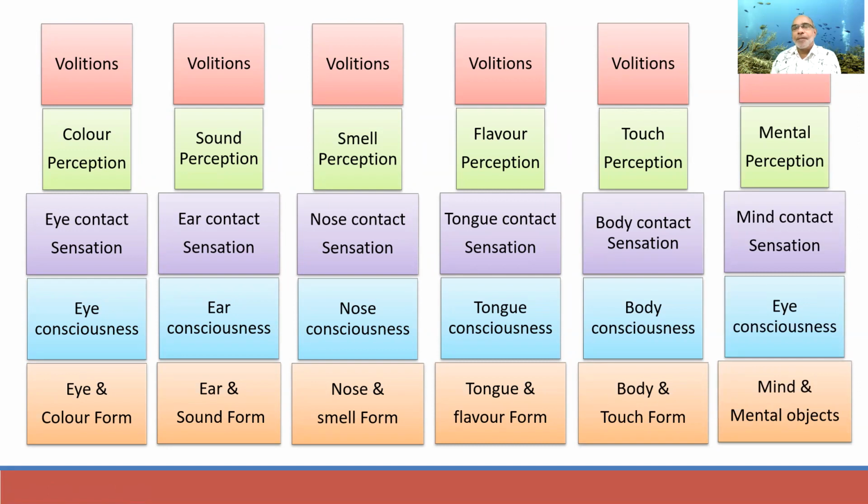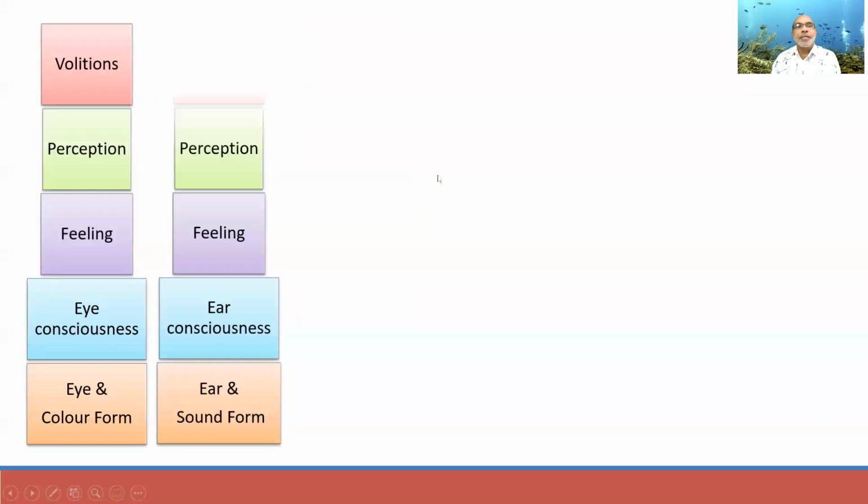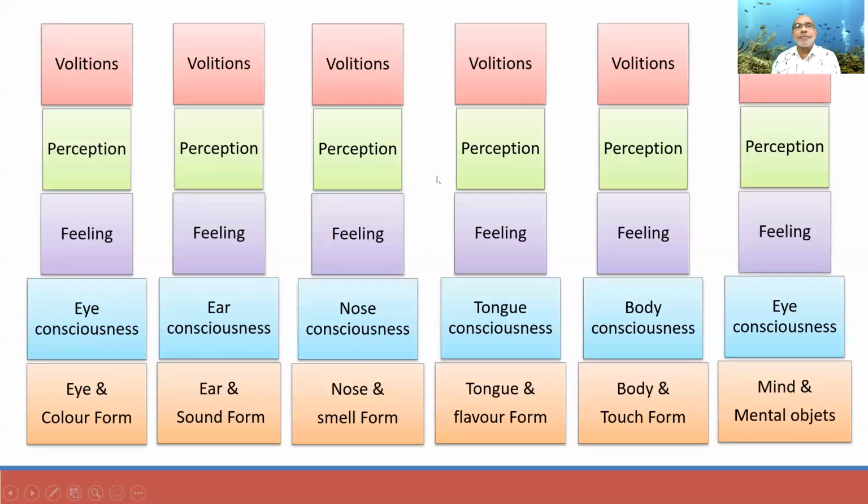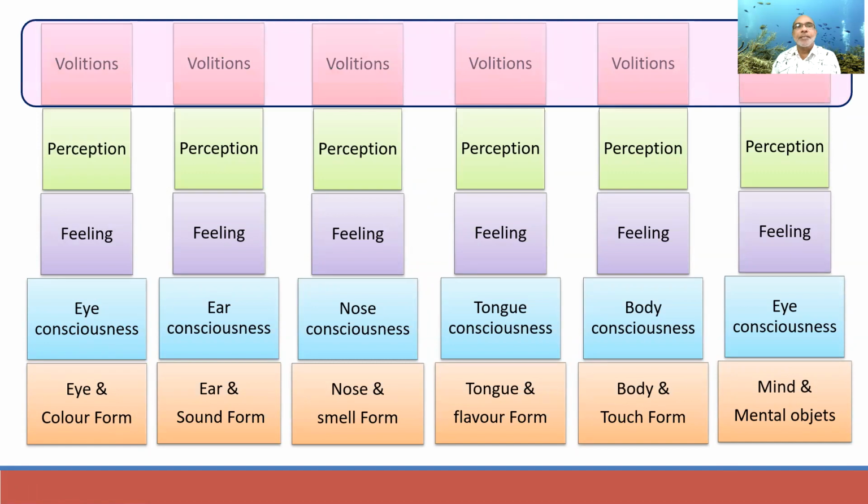Now, when we aggregate horizontally like this, all these volitions we put together. Volitions we put together like this. Whether it comes due to the color or due to the sound or due to the smell, without worrying about that, all the volitions we group them as the volition group. Volition aggregate we call it. Is it clear, the word aggregate?